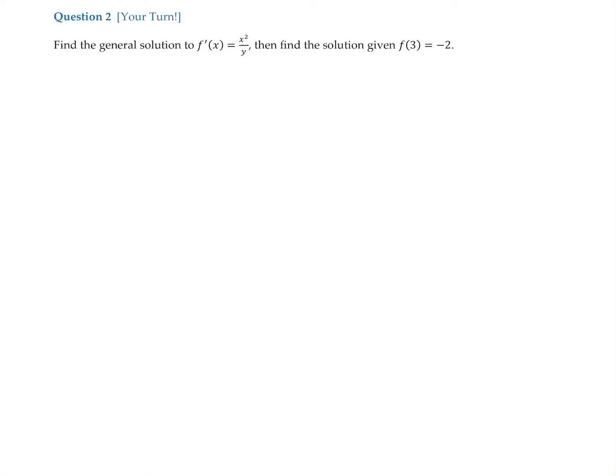Okay, next one. General solution to f dash x. As we've seen a couple of times, just going to note that we have a function here, so we'll make sure our answer is a function, and then find that. So dy dx equals x squared on y. We've got a fraction, so we can cross multiply here: y dy equals x squared dx. Integral of y dy, integral x squared dx.